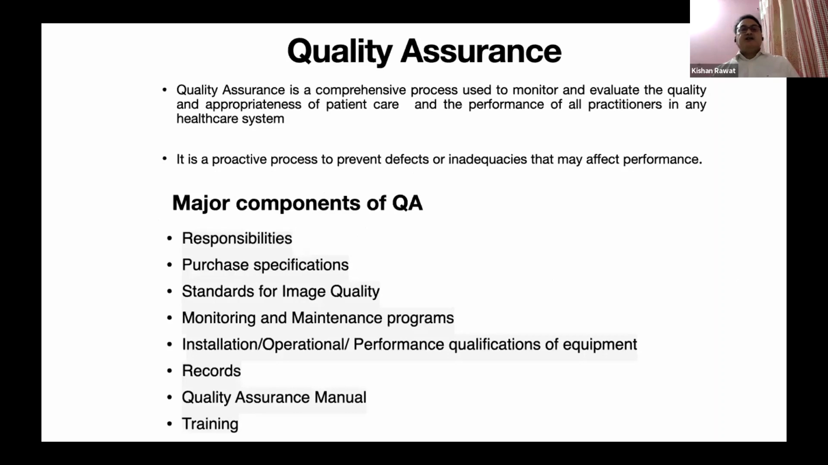Quality assurance is a comprehensive process used to monitor and evaluate the quality and appropriateness of patient care and also the performance of all the practitioners in any healthcare system. This is a proactive process to prevent defects or inadequacies that may harm the patient. So what are the components of quality assurance? Responsibilities, which are distributed among the members of the committee, purchase specifications, standards for image quality, monitoring and maintenance program, installation, operational performance, qualification of equipment, records of all the data, quality assurance manual, and training.